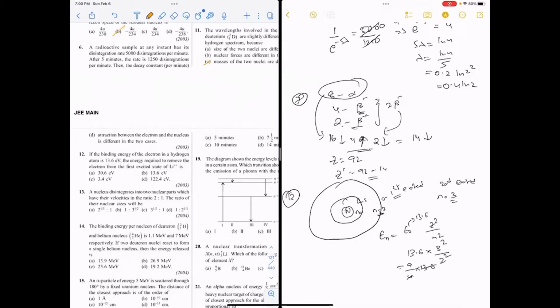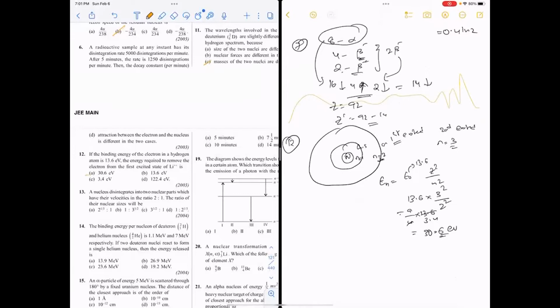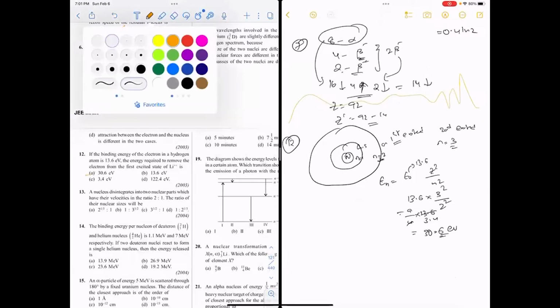So 4 3s are 12. For 3.4, you know. So 36, 3 27s, 30.6. Is that clear? The energy required is how much? 30.6 eV. Is it clear, guys?